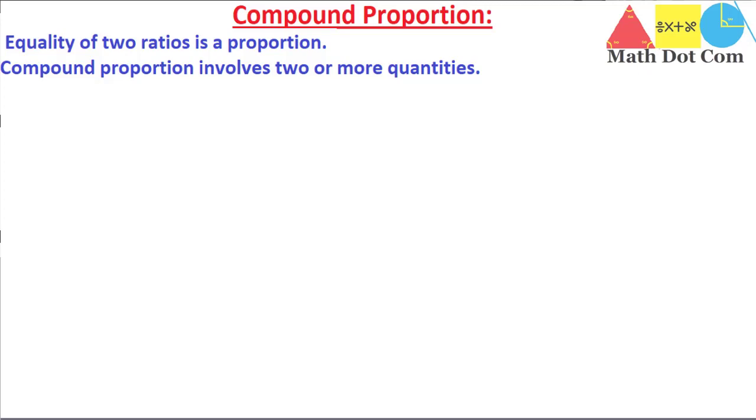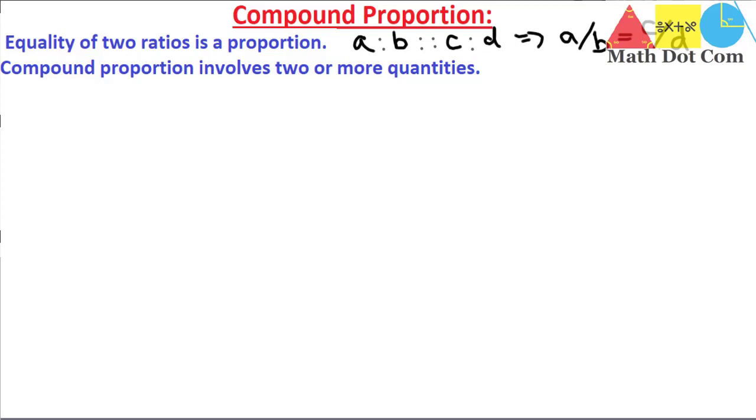Proportion is basically the equality of two ratios. That is, let's say you have two ratios, A ratio B proportion C ratio D. It means A ratio B is equal to C ratio D. So you can write them as A divided by B is equal to C divided by D. So this is the concept of proportion. Now what about compound proportion? When you have two or more quantities in the proportion or in the equality, that means you have a compound proportion. Let's have a few word problems related to compound proportion and how you can solve them.